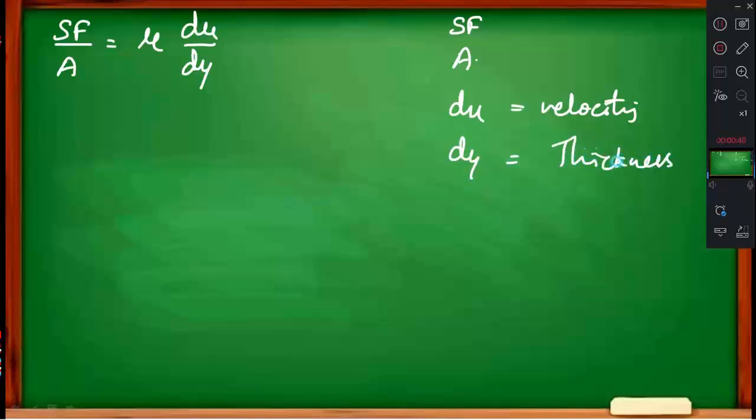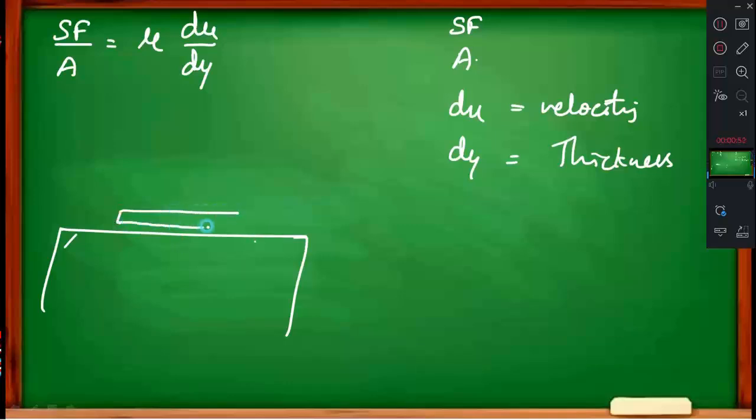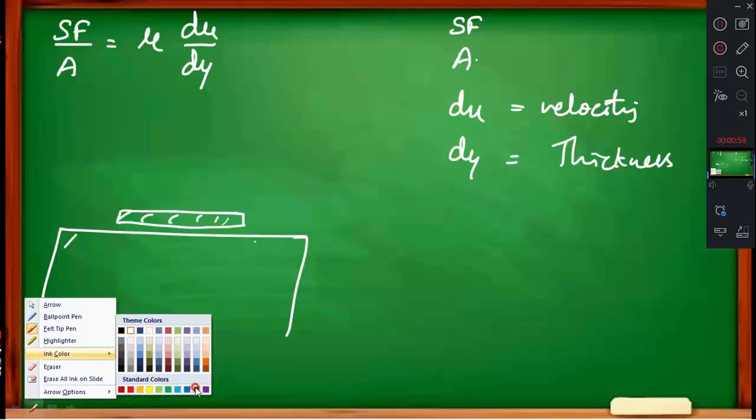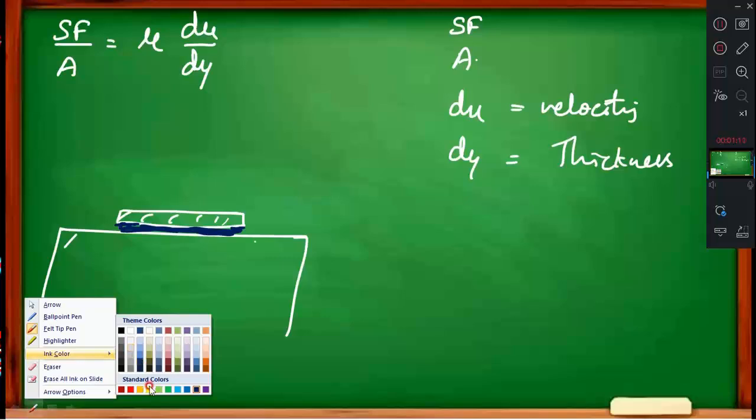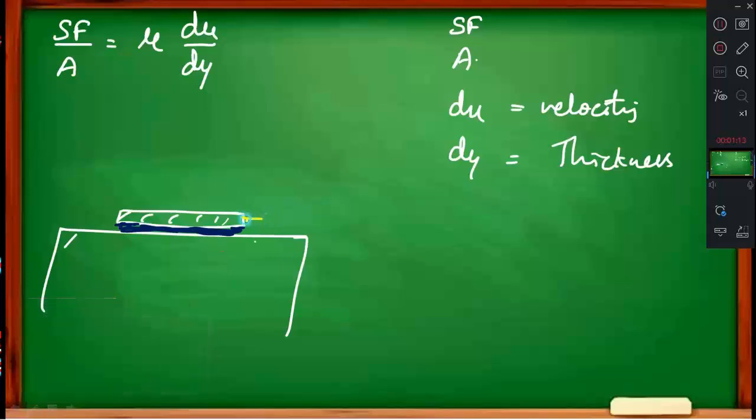Thickness. Let us consider one example. I have one table here. Okay, now this is one table, and here I will put one solid plate. This is one solid plate, and here I will put some lubricant. Some lubricant I kept. Now what I do, I will take one rope and I will tie this rope.